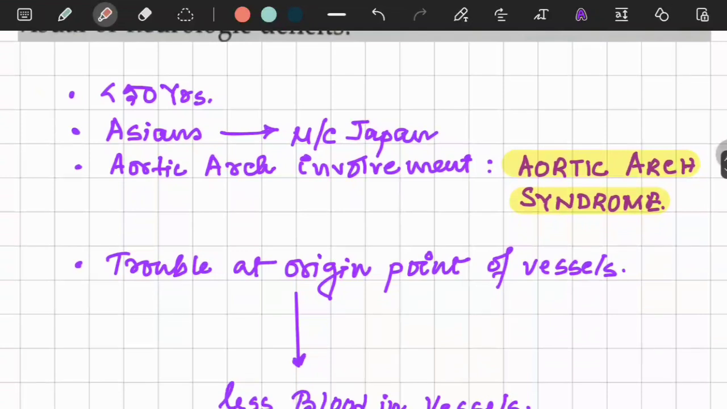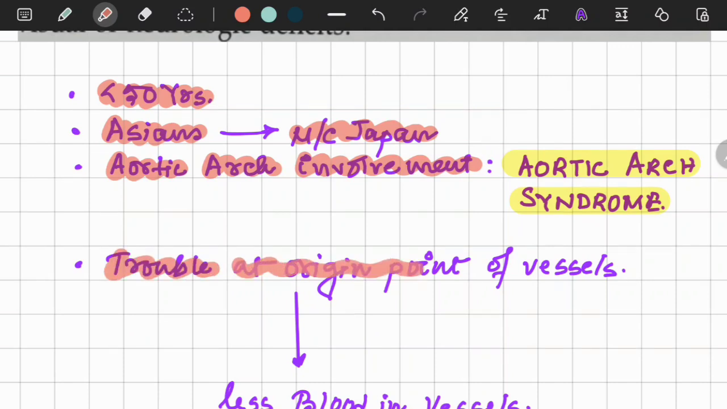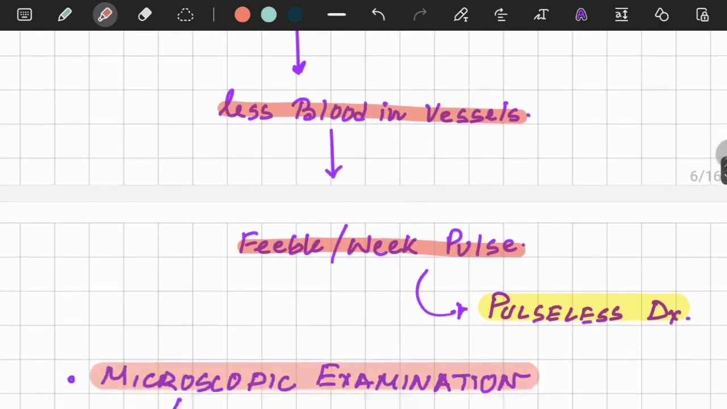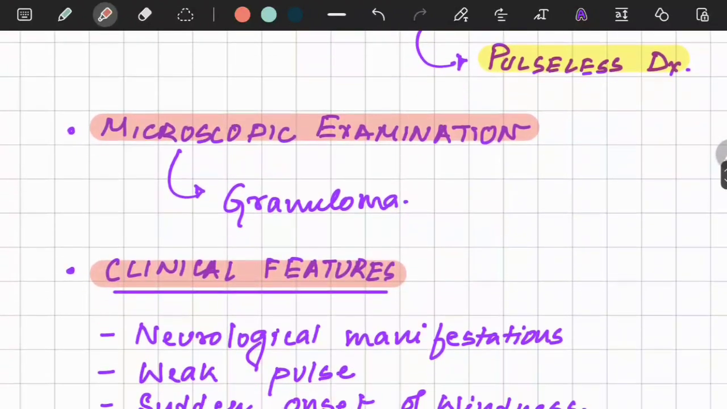Now let us just bring down everything as we are doing for every other disease. It usually affects people less than 50 years of age. Mostly the Asians are affected, most commonly the Japanese, and hence the name is a Japanese abbreviation, the Takayasu's arteritis. Now here we commonly see aortic arch involvement, the aortic arch syndrome, hence the name is also said. Now, if there is trouble at the origin point of the vessels, there is less blood in the vessels. As a result, feeble or weak pulses are found, hence is also known as pulseless disease.